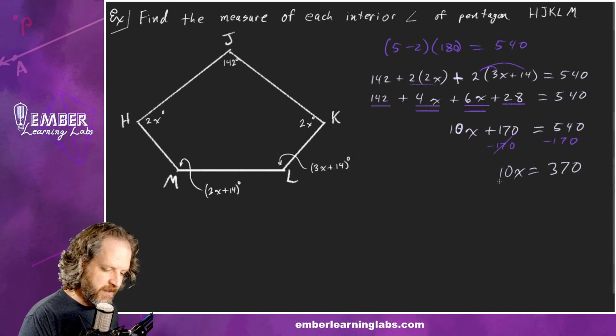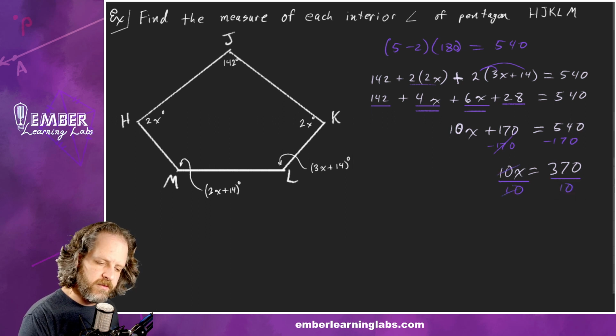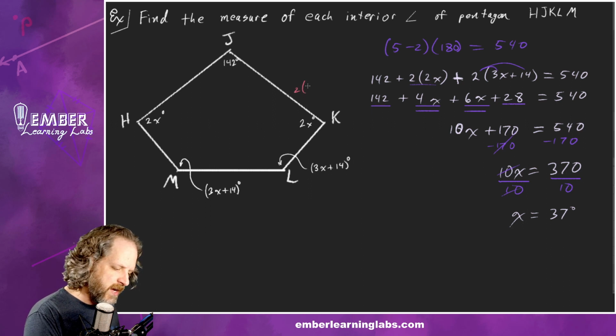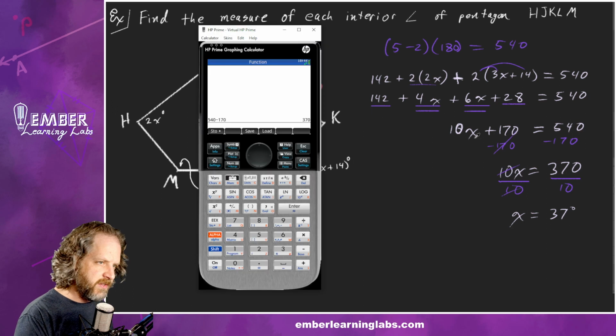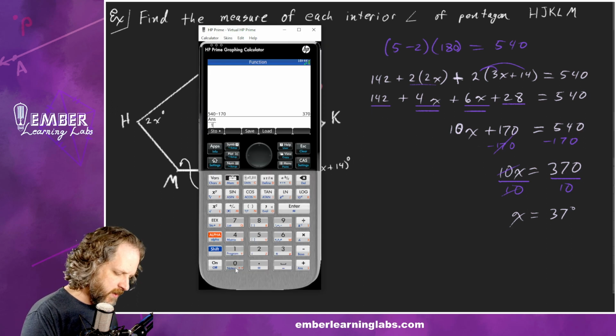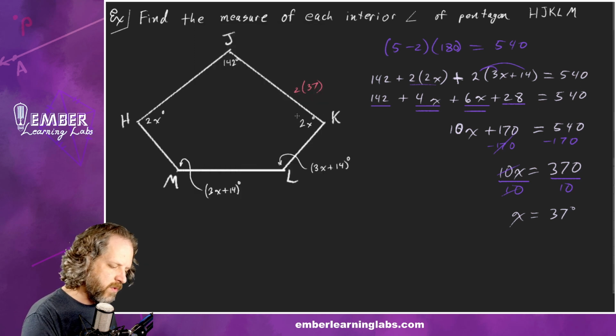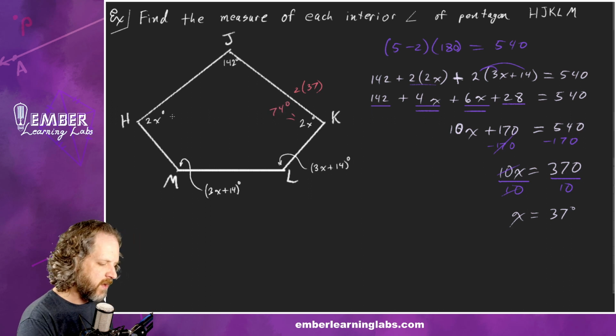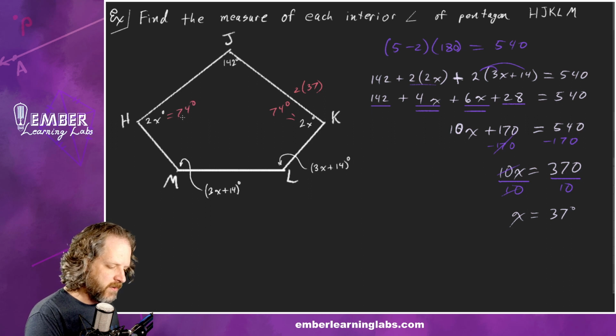Divide by 10. That one's easy peasy. We can do that one without any trouble. So x ends up equaling 37. So to find these measures, we're just going to plug it in there. So for this one, it'd be 2 times this one. It would be 2 times 37, which is divided by 10, just to get it in there, and then times 2. 74. So this one equals 74 degrees, which means this one equals 74 degrees.